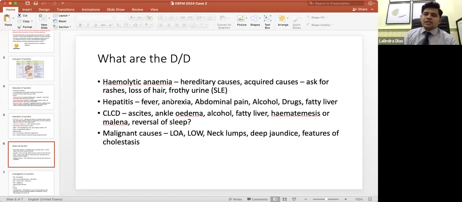Understood that? So like if the patient has got more of anemic symptoms, if the patient has got previous blood transfusions, then that will favor hemolytic anemia. If the patient has got fever, abdominal pain, anorexia, that will favor hepatitis. If the patient has got abdominal swelling, leg swelling, a history of alcohol consumption or NASH, then that will go in favor of CLD. If the patient has got severe loss of appetite, cachexia, deep jaundice, then that will be more in favor of malignancy. Understand? Is that correct?